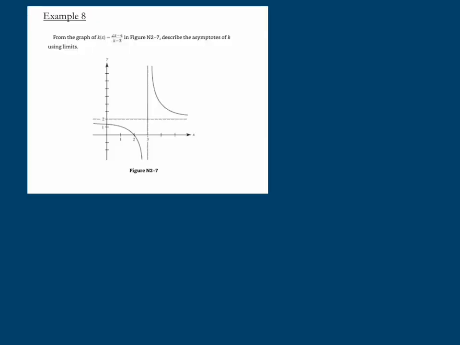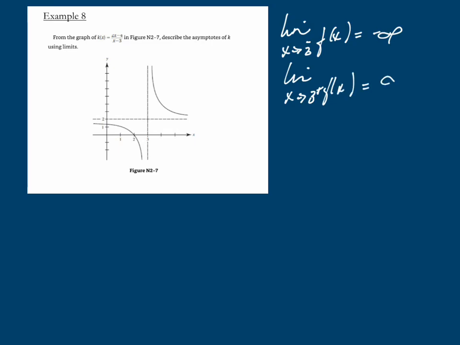Number 8 says, hey, look at this graph of 2x minus 4 over x minus 3. Describe the asymptotes using limits. So for the vertical asymptote, we've already done one like this. We would say the limit as x approaches 3 from the left of f of x is negative infinity, and the limit as x approaches 3 from the right of f of x is positive infinity, and the limit as x approaches 3 of f of x doesn't exist.